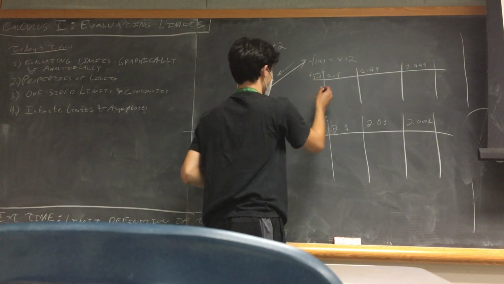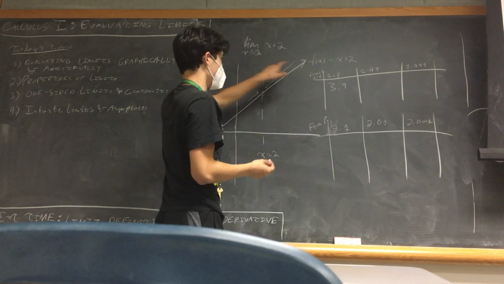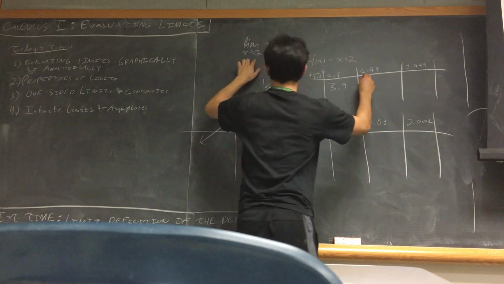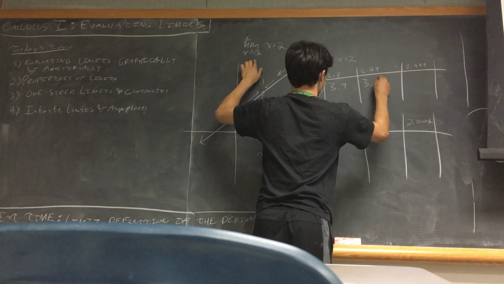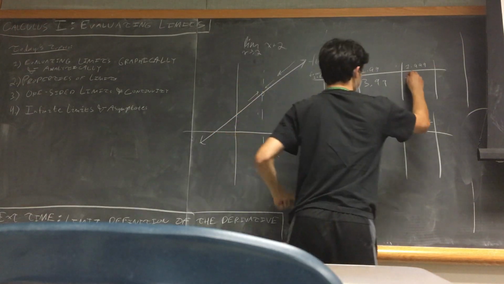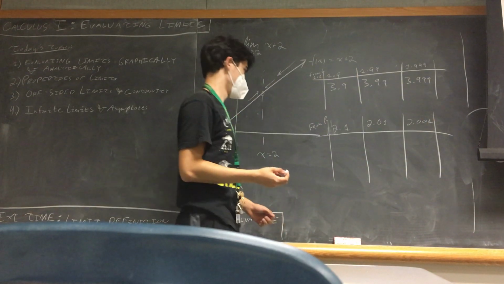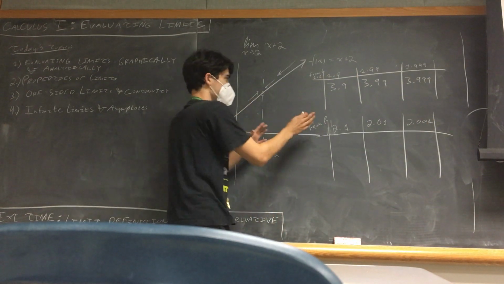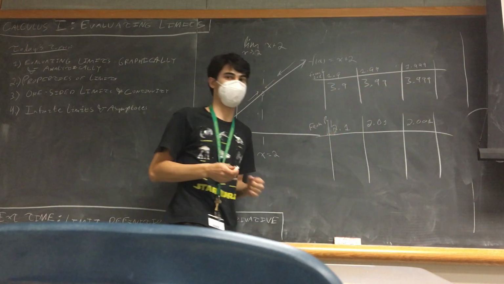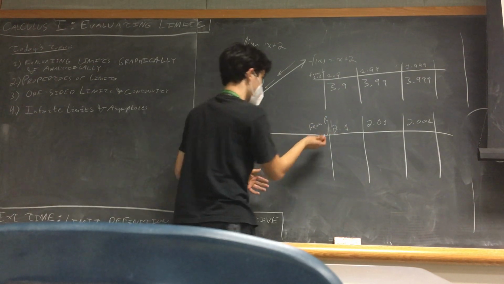So 1.9 plus 2 is going to be 3.9. 1.99 plus 2 is going to be 3.99. And 1.999 plus 2 is going to be 3.999. Now, that's from the left. It appears to be getting closer and closer to 4. Now let's look at it from the right side.